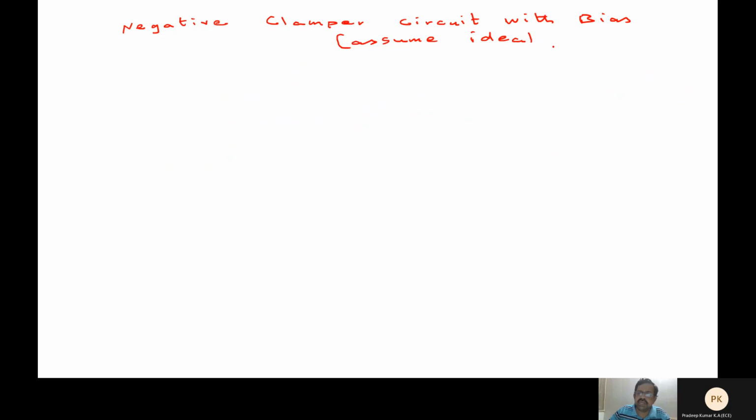Okay, so now let us look at an example of a negative clamper circuit with bias for ideal diode. Assume ideal diode. Now, if the diode is not ideal, then you have to take the constant voltage drop model 0.7 volt also into account. That's the only thing. Otherwise, everything remains the same.